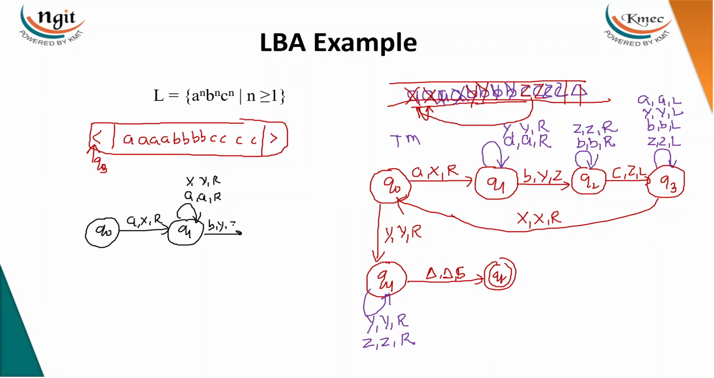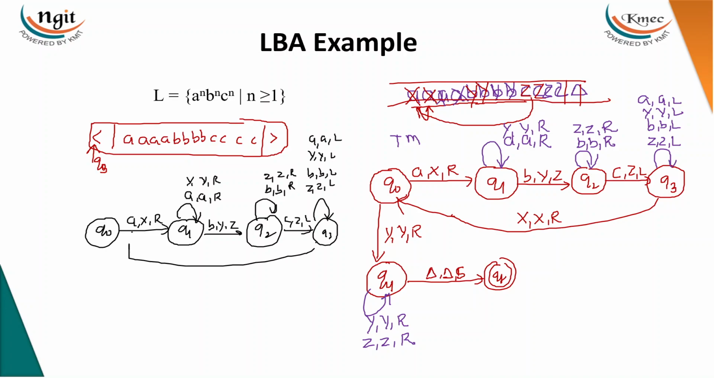Then B Y Z. Q2, we are going to have B B R, Z Z R and C Z L, same, all the symbols are same, right? Then you can write Z Z L, B B L, Y Y L, same. I'm not doing anything with the remaining possibilities, the way we do it for the Turing machine. And this is also same, like X X R and same Y Y R, okay. Then Y Y R, Z Z R, same thing.